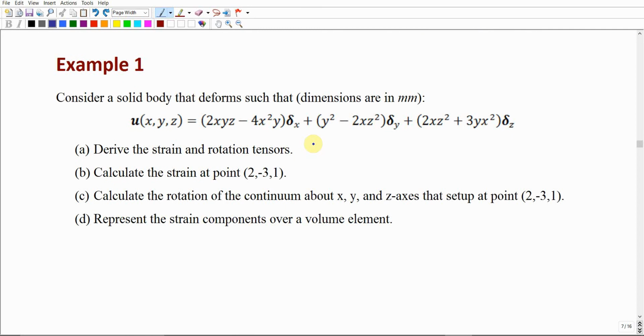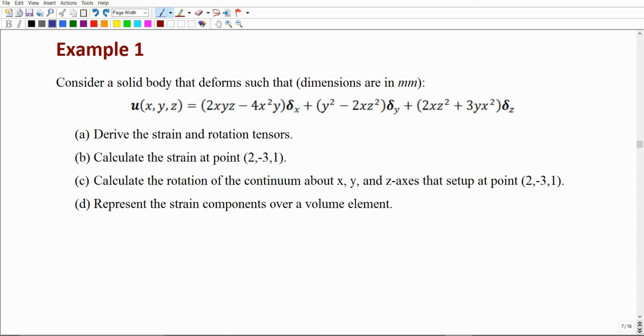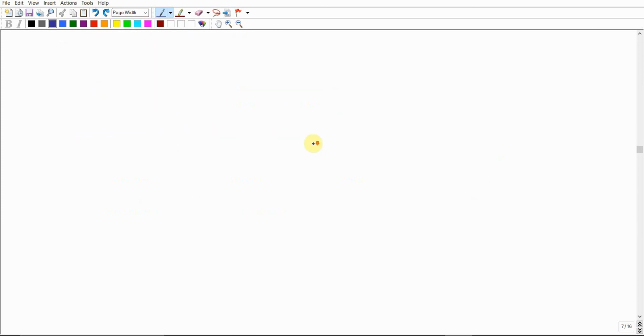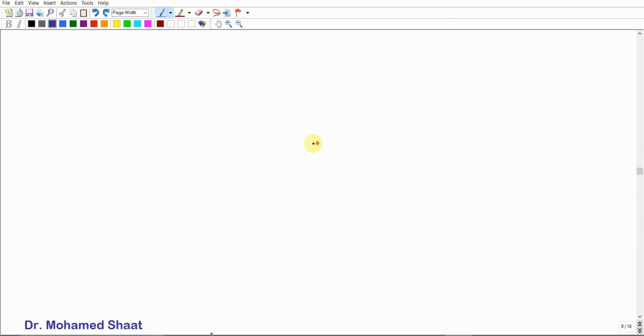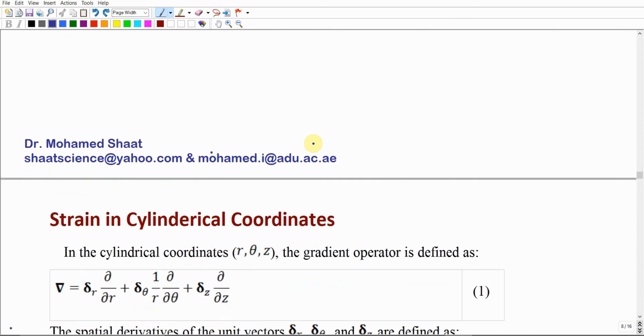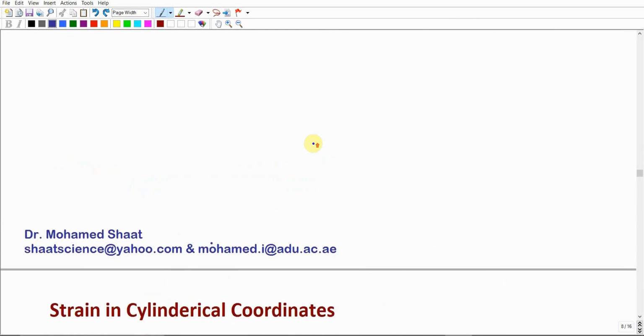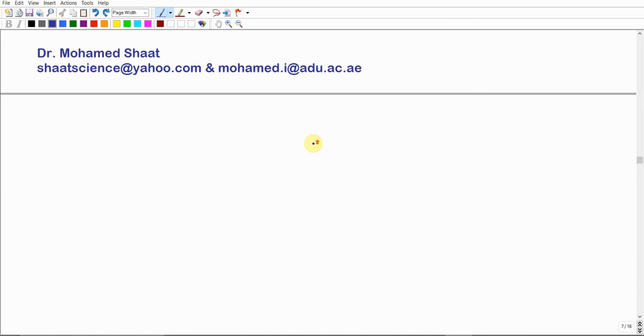Let us consider this example as a practice on the things that we demonstrated above, starting from the displacement field. I'm going to show you how we can calculate the strain components or the strain tensor, the rotation tensor, also the deformation tensor for this example, which is very similar to what you covered before in the mechanics of material class, very quick. So we're going to go over this example, then we are going to move to representing the strain components in the cylindrical and spherical coordinates. All right?